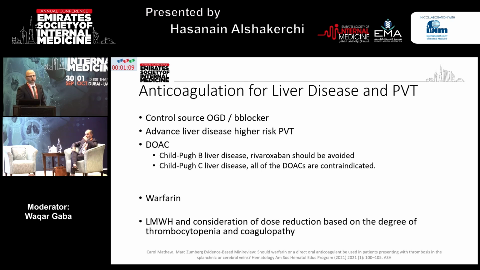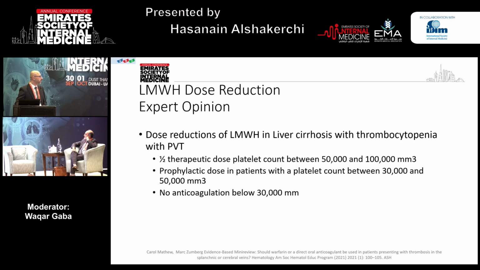Most of them are coagulopathic, and warfarin might be tricky to use as well. A lot of them also have thrombocytopenia. So the question is, what do we give? The recommendation, based on expert opinion, is low molecular weight heparin, and we should consider dose reductions. The expert opinion recommendations are to use half of the dose for patients with liver cirrhosis, thrombocytopenia and portal vein thrombosis when you've already controlled any source of bleeding.